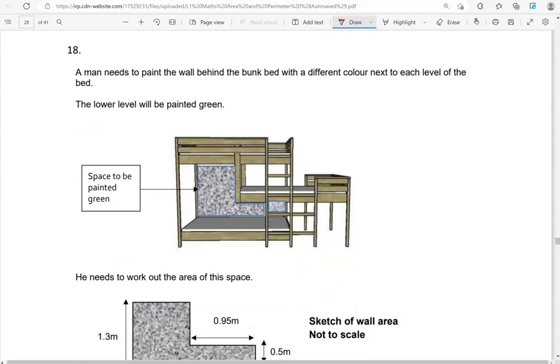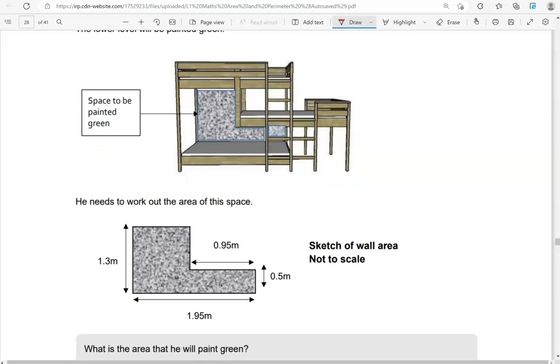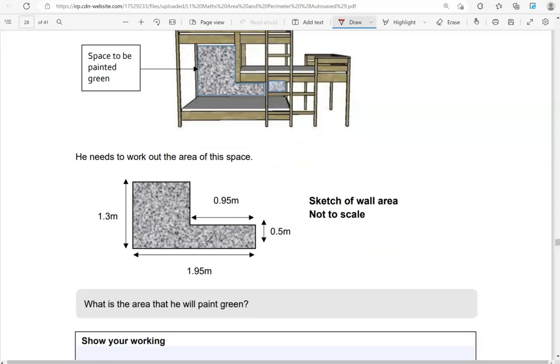A man needs to paint the wall behind the bunk bed with a different colour next to each level of the bed. The lower level will be painted green. He needs to work out the area of this space. So we've got a sketch of the wall area, which is not to scale. What is the area that he will paint green? It is L-shaped, so we're going to split it into 2. I'm going to split it here.